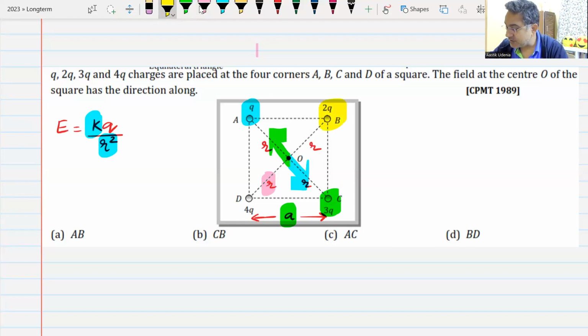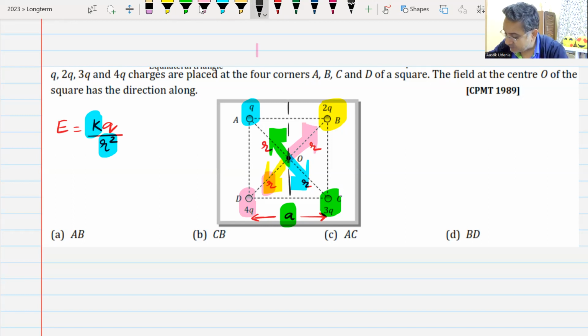Then I have the yellow charge. The field due to this yellow charge will be going in this direction because it is a positive charge at the point O. Yes or no? Yes, sir. Then I have this pink charge. The electric field due to this pink charge will be going in this direction. Which field will win? The pink one or the yellow one? Pink one. One field is like this, the other field is like this, and they will be equal in magnitude because the difference in the charges is 2q. So the net field will be going in the vertical direction. Yes or no? Yes, sir.